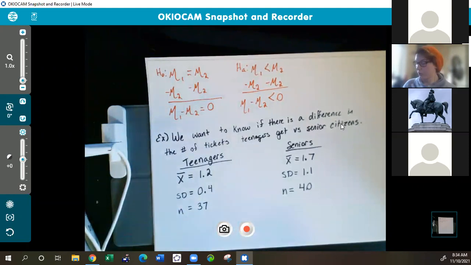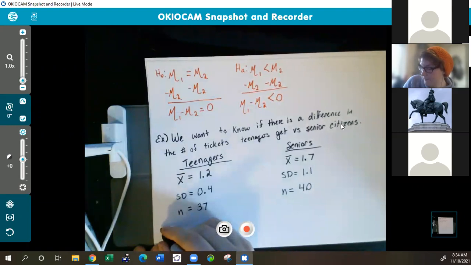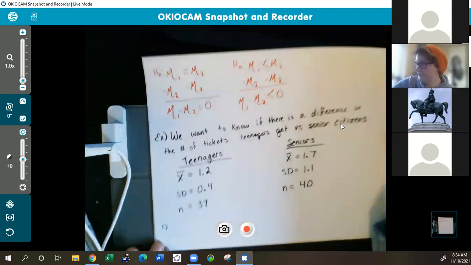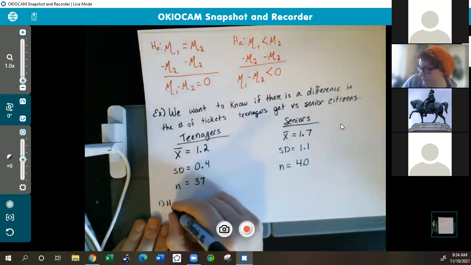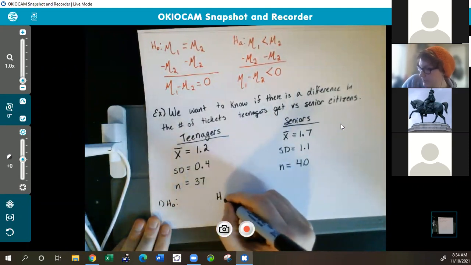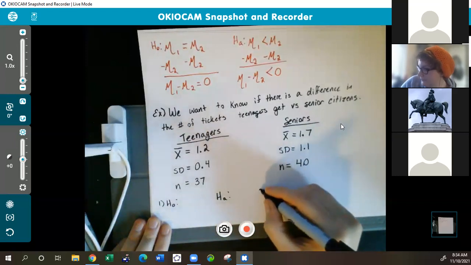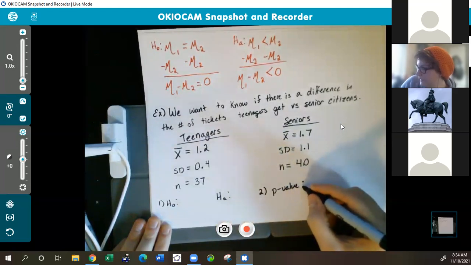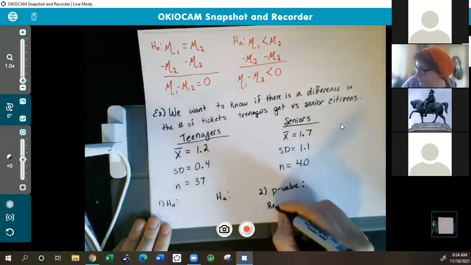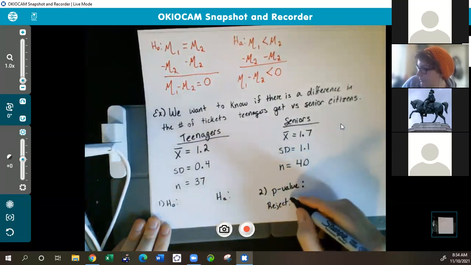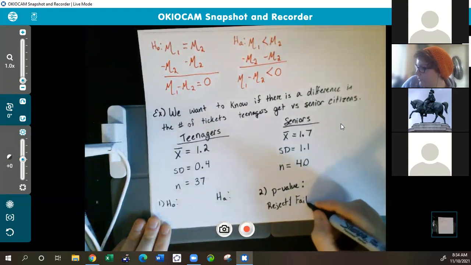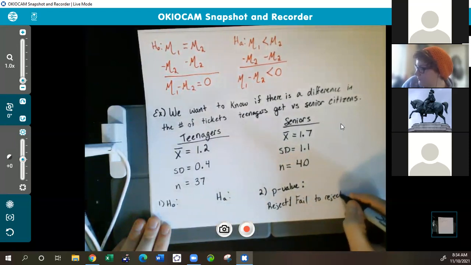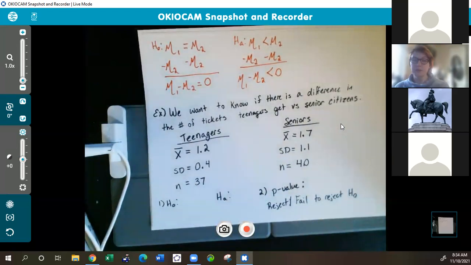All right, so what I would like you guys to do is determine what your null and alternative hypothesis is. I would like you to find your p-value. And I would like you to tell me if we reject or fail to reject H-naught. So again, once you're done writing this problem down, go ahead and give me some indicator, and I'll put you in groups so you guys can help each other out.